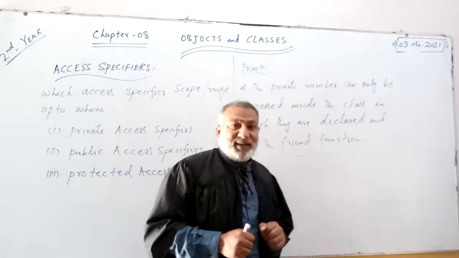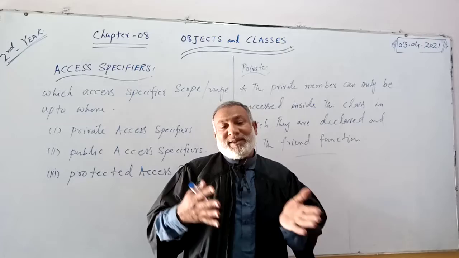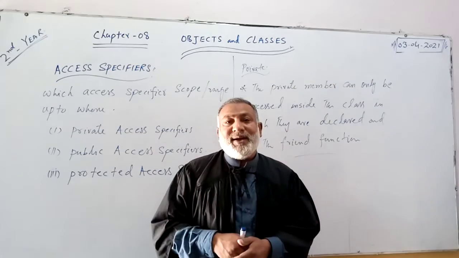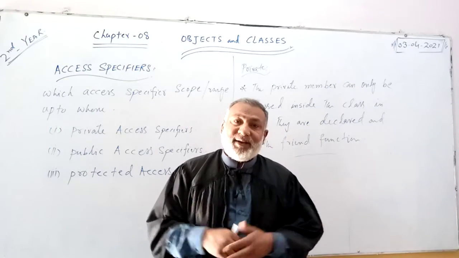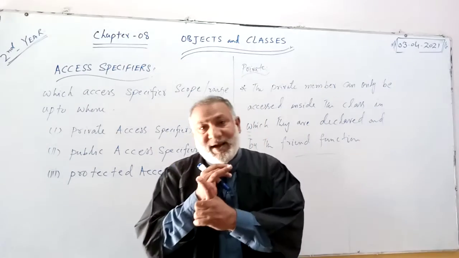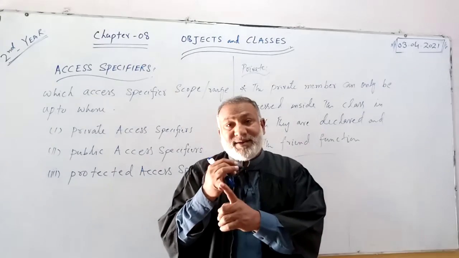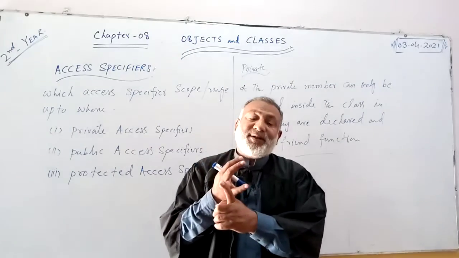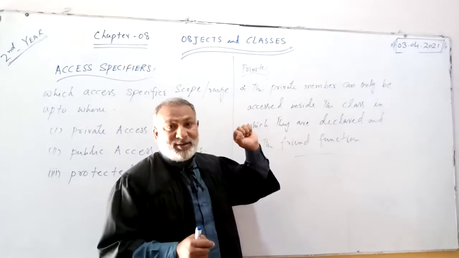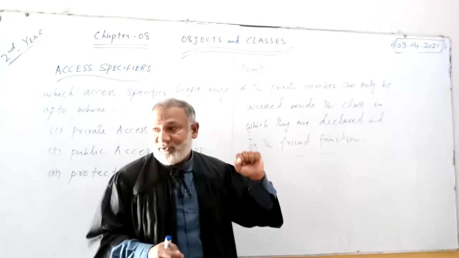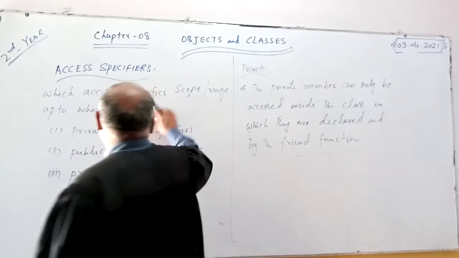Let me give you an example program, and it will show us very clearly whether you can access these private data inside the main function or not, and whether they can be accessed by the derived class or not. They cannot be used by the derived class, they cannot be accessed inside the derived class, and they cannot be accessed by the main function. They are only accessible inside the class or by the friend function. So let me show this by an example program.